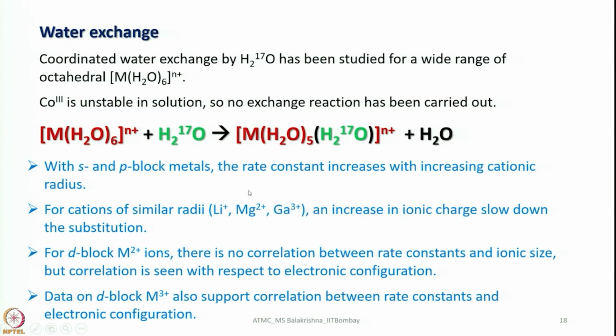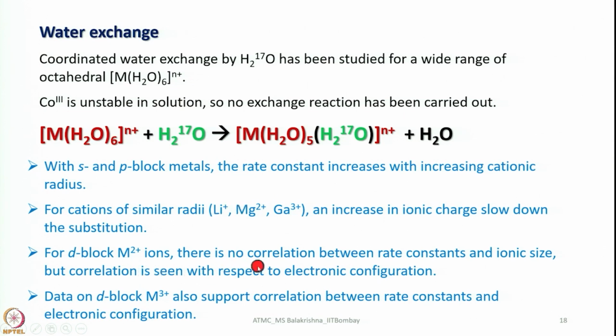When we consider d block metal dications, there is no correlation between rate constants and ionic size. So, when it comes to transition elements, periodic trends are of very little usefulness, because some other factors play an important role here. As I mentioned, there is no correlation between rate constants and ionic size in d block metals, but correlation is seen with respect to electronic configuration. That is very important. Hexa-aqua compounds can be made, as I mentioned, from d1 to d10 electronic configuration.